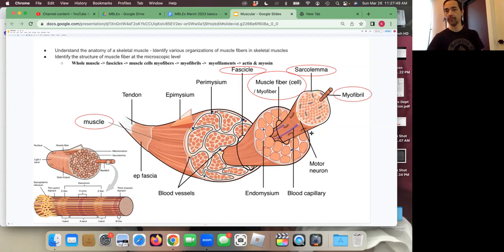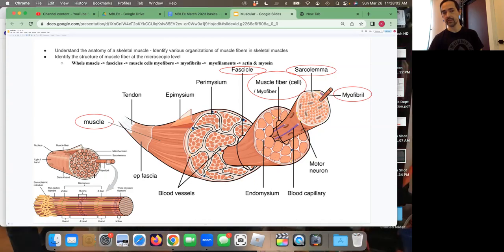And every myofiber is made up of myofibrils. If we take out one myofibril and expand it, it looks like this down here, right? So here's a muscle cell. That's a myofiber. And each myofiber contains many myofibrils. The myofibrils are the ones that have actin and myosin filaments. We'll look at those in a minute.